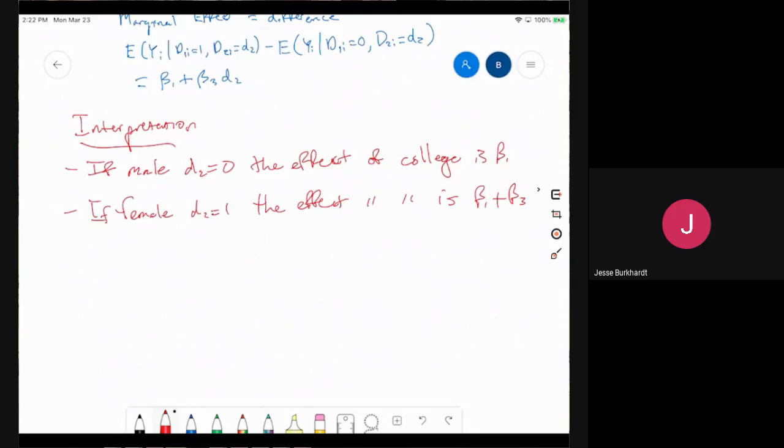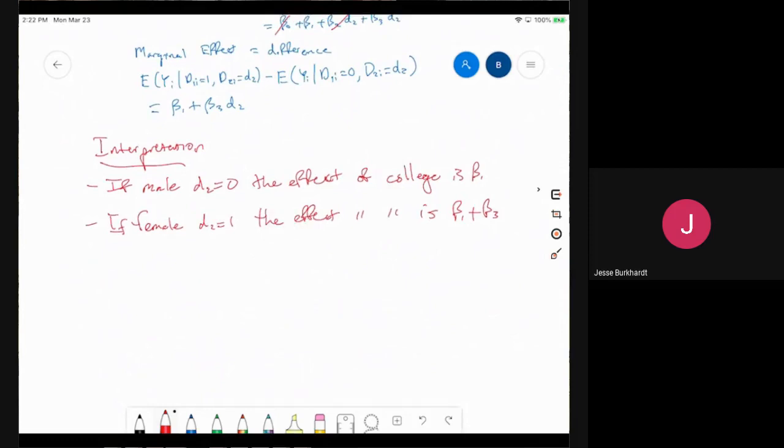Compare that to the original model where we didn't have the interaction, which said that the effect of a college degree is the same for men and women. In this model with an interaction term, we now see that the effect of a college degree is not the same for men and women. In fact, the difference is beta 3.